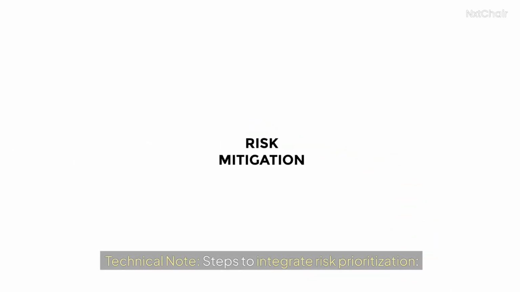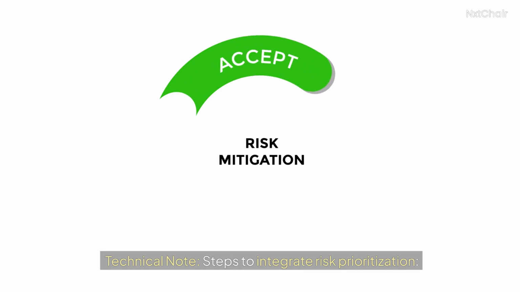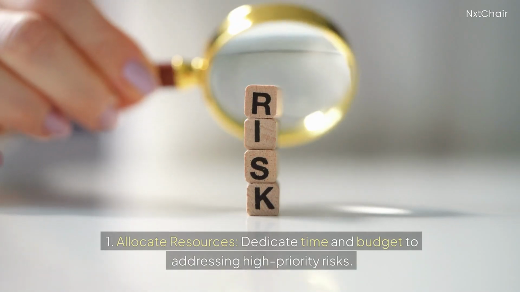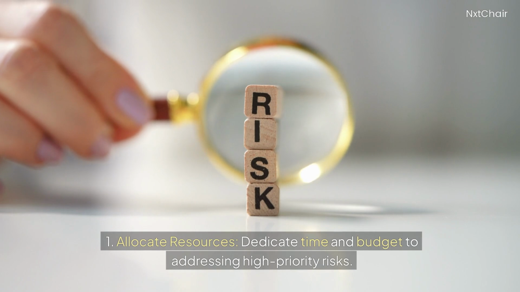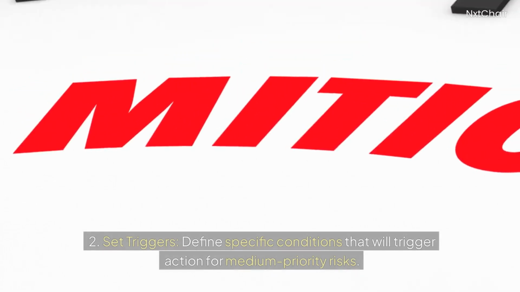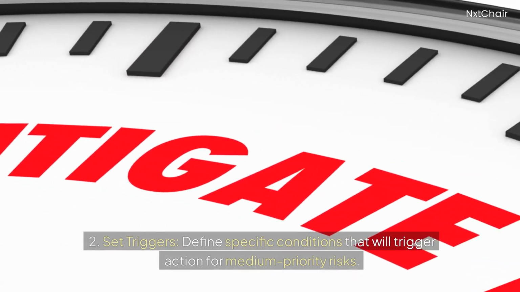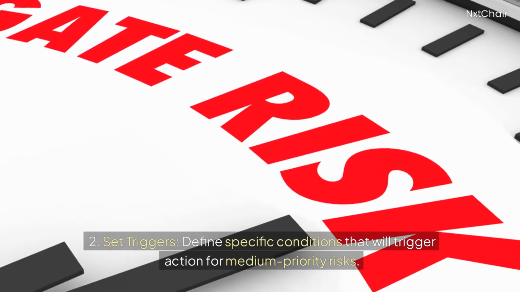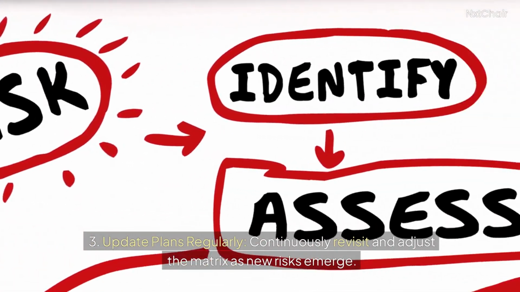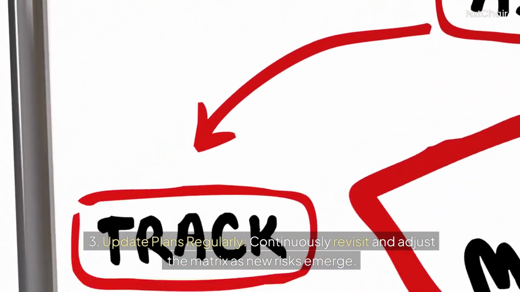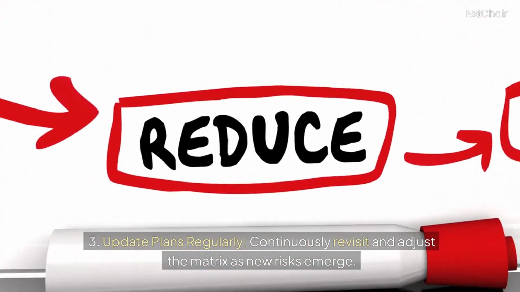Technical note: steps to integrate risk prioritization. 1. Allocate resources, dedicate time and budget to addressing high-priority risks. 2. Set triggers, define specific conditions that will trigger action for medium-priority risks. 3. Update plans regularly, continuously revisit and adjust the matrix as new risks emerge.